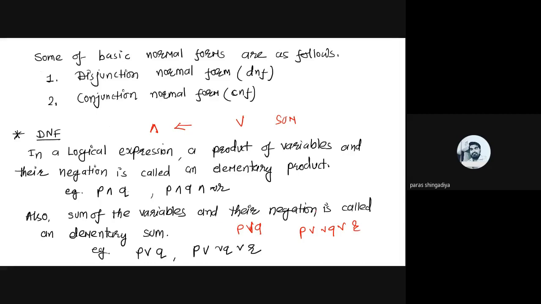So the sum of variables and their negations is called an elementary sum. These are the elementary sums, and these are the elementary products. Clear? Statements whose compound form is combined by using the AND operator give the product, known as the elementary product, and those which include the OR operator are known as the elementary sum.